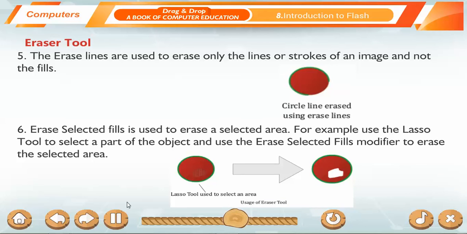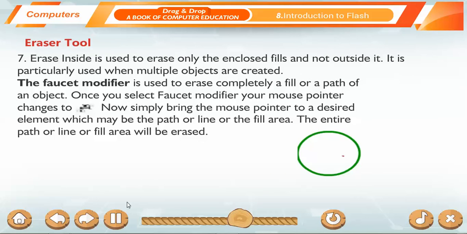Erase Selected Fills is used to erase a selected area. For example, use the lasso tool to select a part of the object and use the Erase Selected Fills modifier to erase the selected area. Lasso tool used to select an area. Eraser Inside is used to erase only the enclosed fills and not outside it. It is particularly used when multiple objects are created.